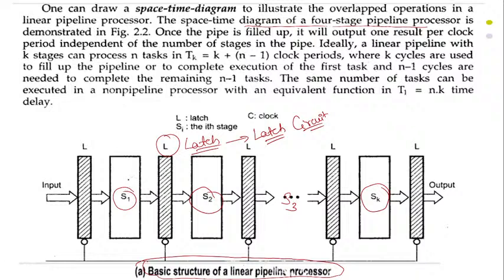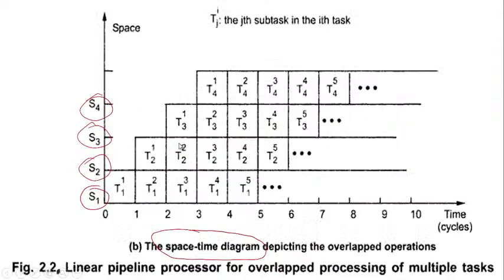Whatever data goes from S1 to S2 passes through this latch circuit, which is a temporary storage. This is called a linear processor for overlapped processing of multiple tasks. Overlap means in this particular time there are two operations, in this clock pulse there are three operations, here there are four operations. We call it overlapped operation.